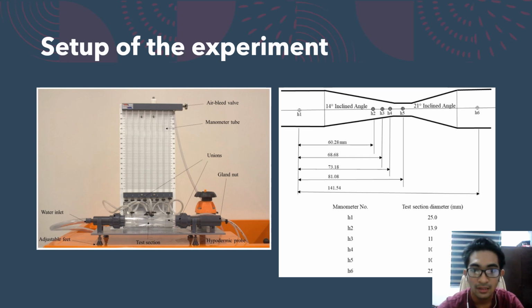First is H1 and H6, which are before the tapered pipe. And next, the 4 more are within the test section where we have the tapered pipe. The smaller it gets, the more the area will decrease.